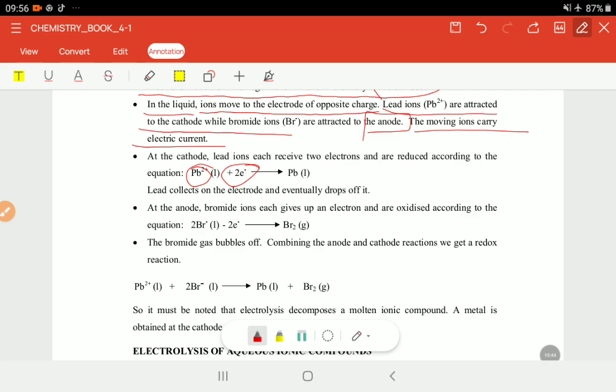Okay, remember we have seen that this is group 2, showing that it loses 2 electrons, and since it's in a liquid form, not aqueous form, that's why its state is L, right? Liquid, meaning it has just been melted.